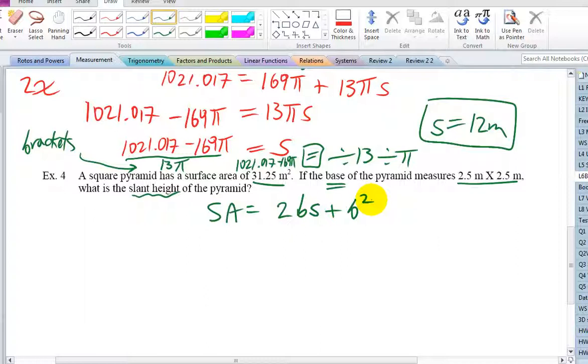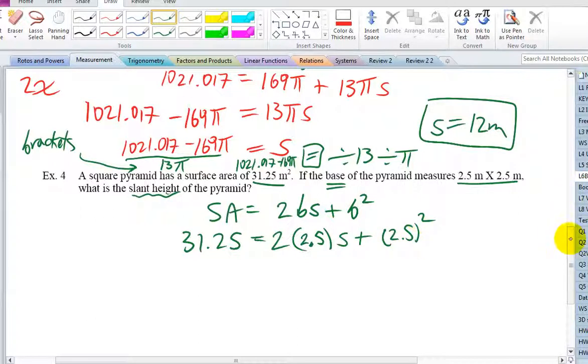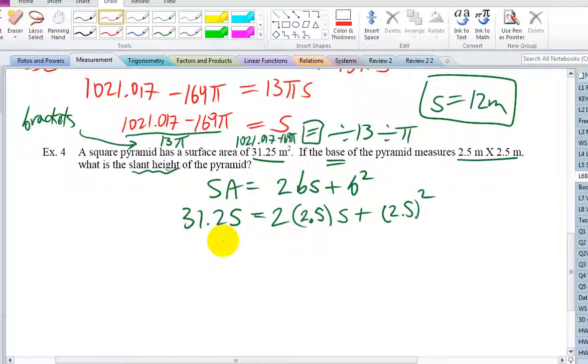Okay. So 31.25 equals 2 times what? What's b? 2.5. Okay, they're tricky there. Times the letter S plus 2.5 squared. Okay. So let's simplify things first. 31.25 doesn't change. What's 2 times 2.5? 5S. Plus, I think it's 6.25, right?